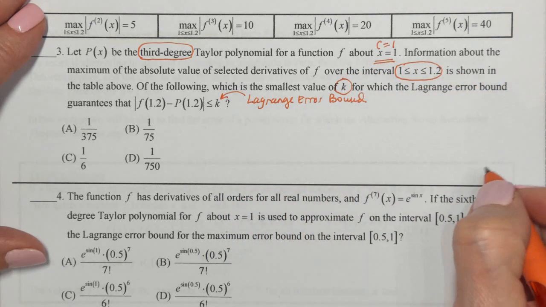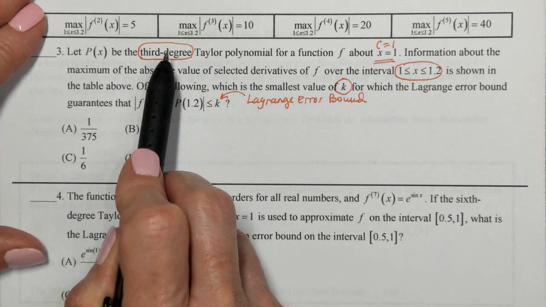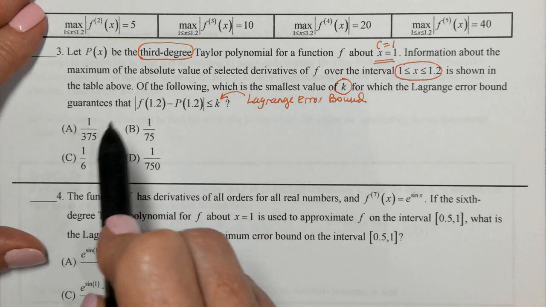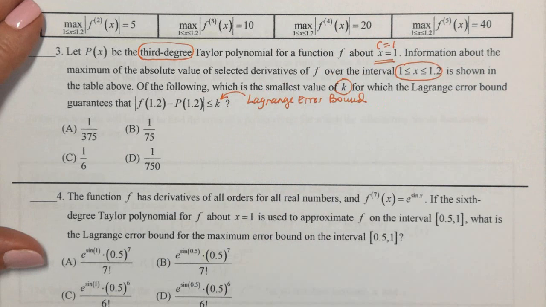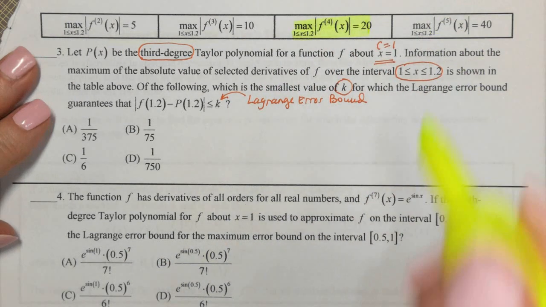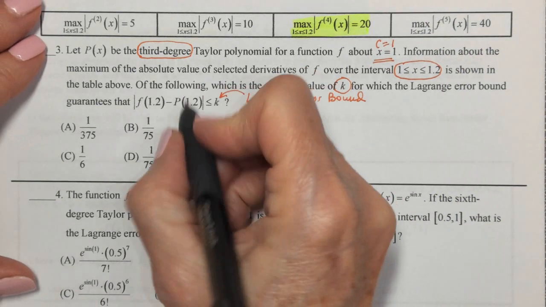Okay, so we'll set it up. We're using the third degree Taylor polynomial for our approximation, so we're going to be using the fourth degree for our error bound. So that's the one I want to pull out. My maximum error is 20.